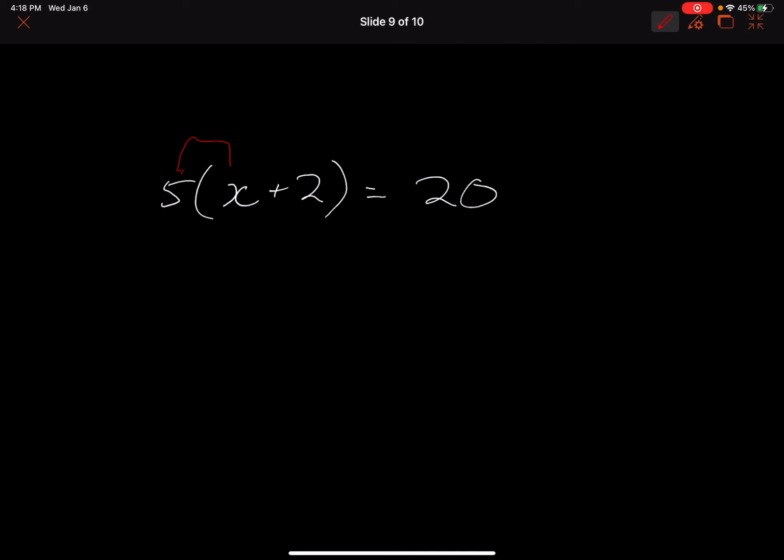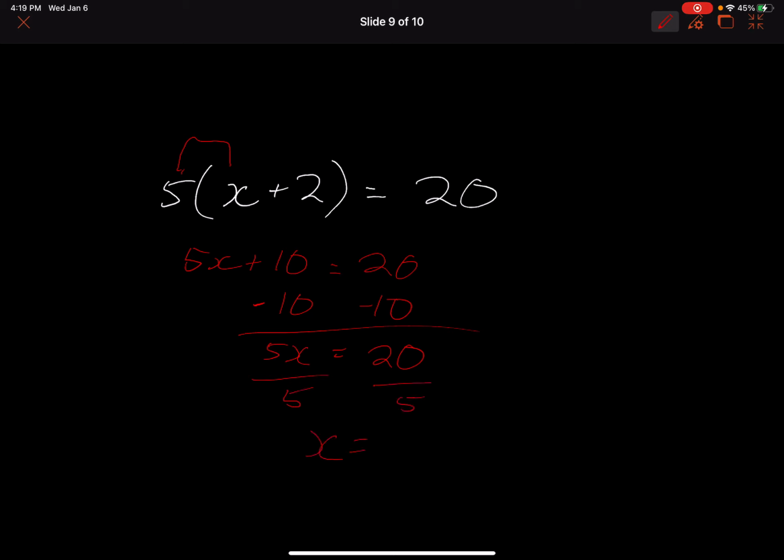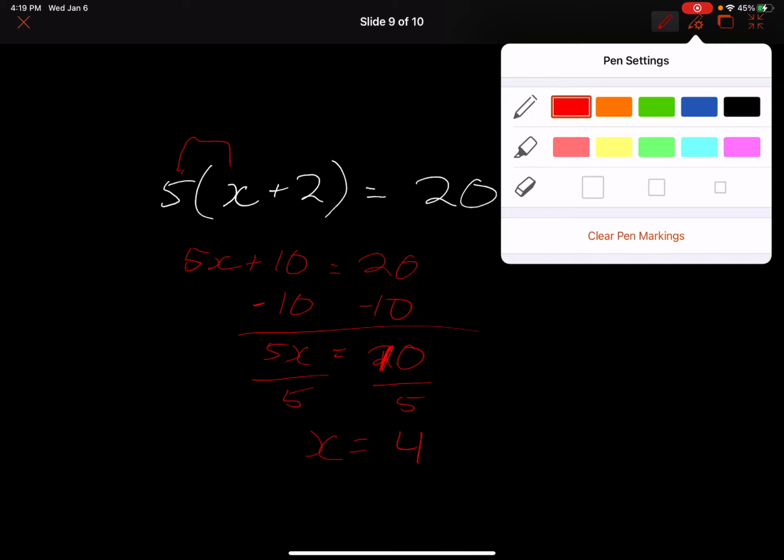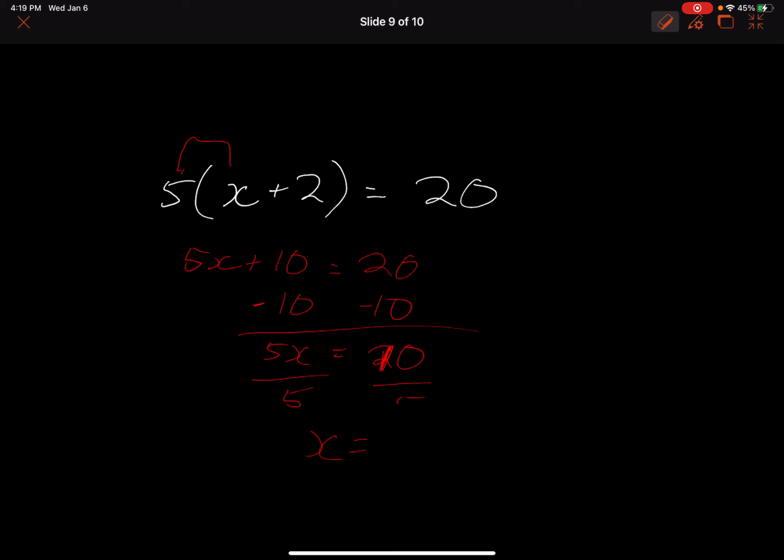Okay, so using the distributive property, I would have 5x plus 10, and that is going to be equal to 20. Okay, so the first thing I'm going to do is subtract 10 from both sides. So this is going to be 10 on the right, and I have 5x, and then I'm going to divide by 5 and divide by 5, and x is going to be equal to 2.